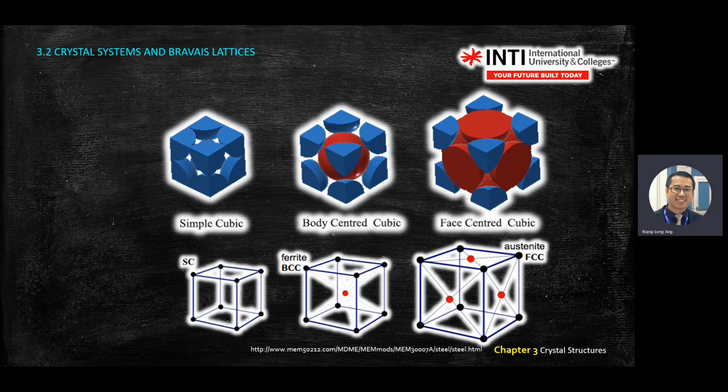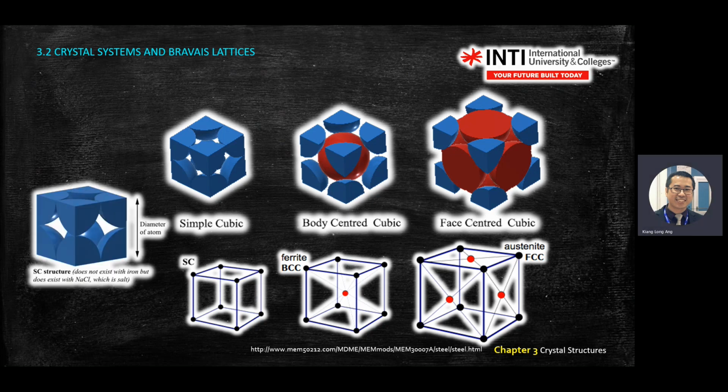So this is a simplified diagram. I forget the terms already. There are 2 ways of representing a unit cell or lattice system. You can either draw like this, or you can draw like this. There are 2 ways of presentation.